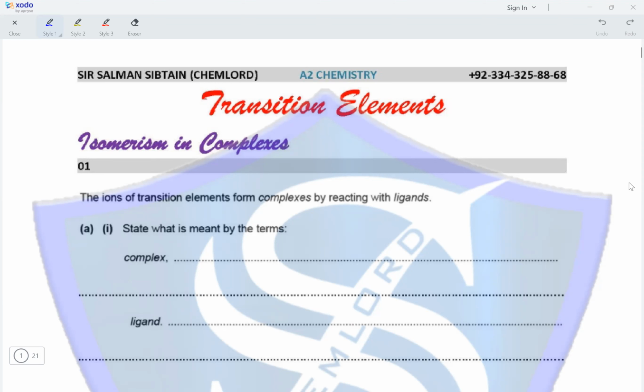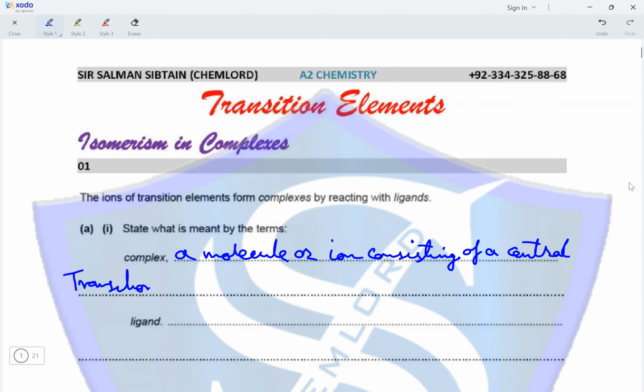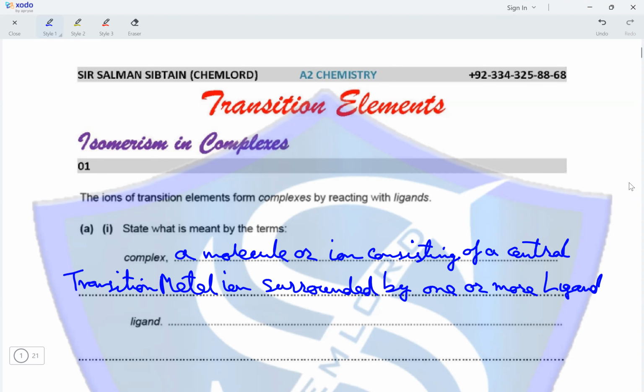So a complex is a molecule or ion consisting of a central transition metal ion surrounded by one or more ligands. So that is the definition of a complex.